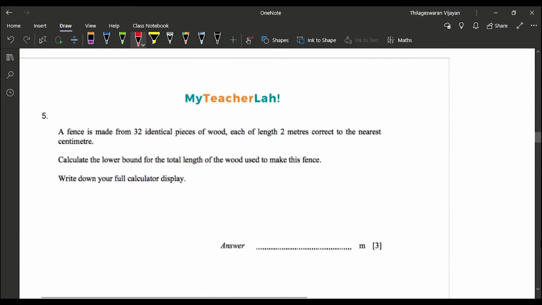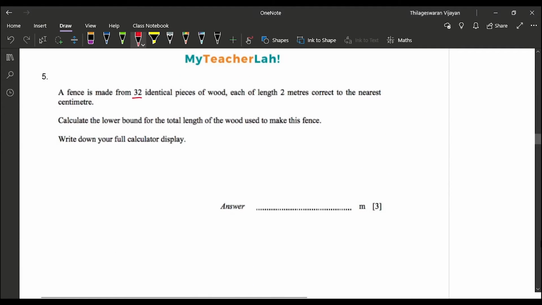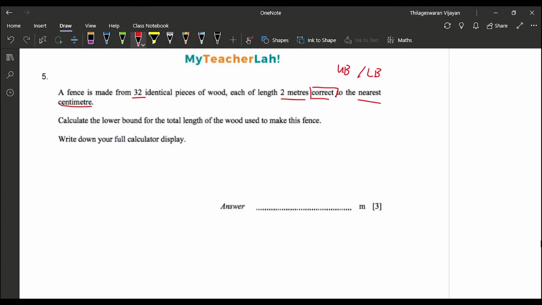Question number 5. A fence is made from 32 identical pieces of wood, each of length 2 meters, correct to the nearest centimeter. Now once you see this word correct to something, you already know it's something to do with either upper bound or lower bound or both. In this case, you have to calculate the lower bound for the total length of the wood used to make this fence. They didn't say what shape is the fence, so that's fine. You just need to calculate 32 identical multiplied by one of those wood.